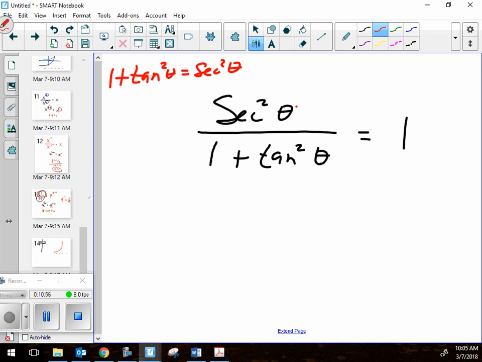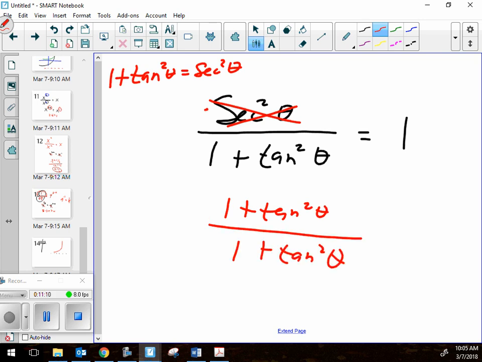The secant squared could be replaced with what? 1 plus tangent squared. So your first step would be to go like this. All we did was replace that with that. And if you help me by drawing that, I'm more likely to see what your proof is like when I'm grading your test. I just replaced that with that.